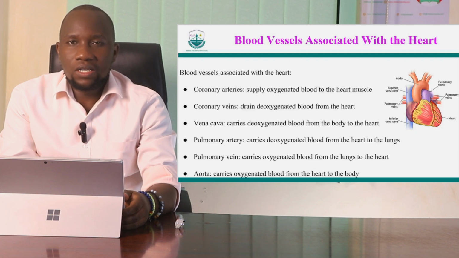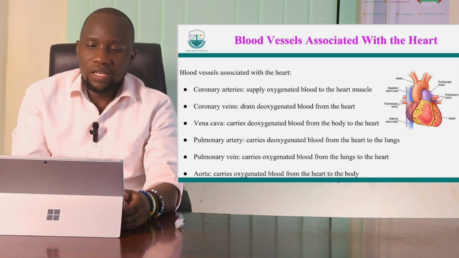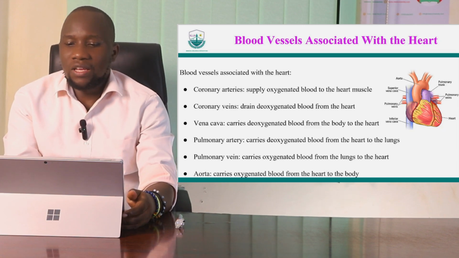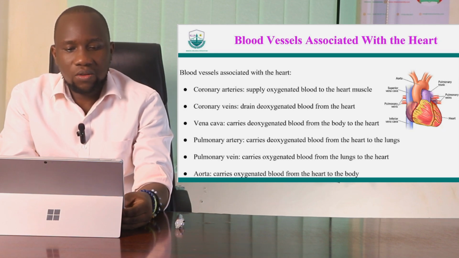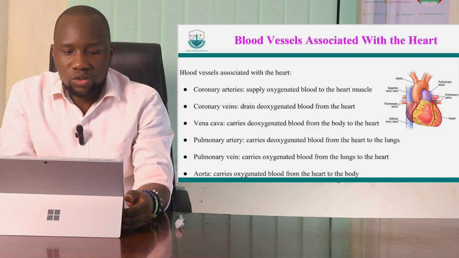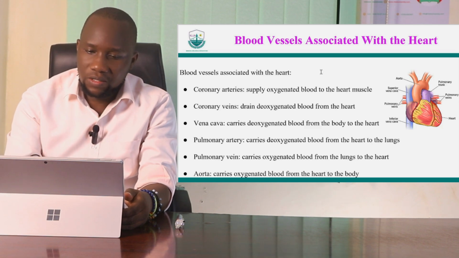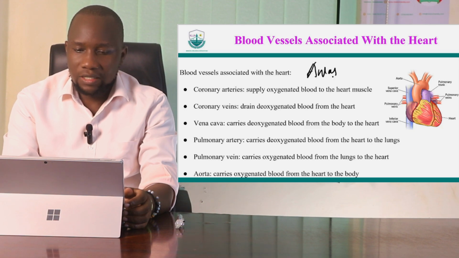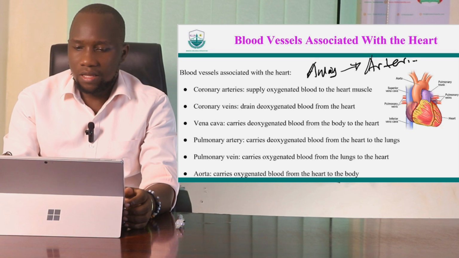For you to understand the roles of the heart, you need to be very familiar with the major blood vessels that you can see externally on the heart. The first blood vessel that you're going to talk about is the coronary artery. We all know that arteries carry blood away from the heart. Those are the arteries. That is their role.